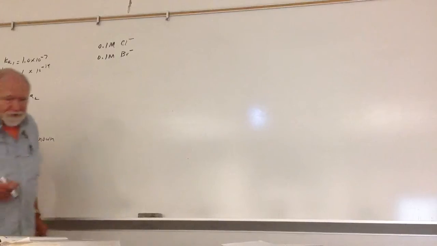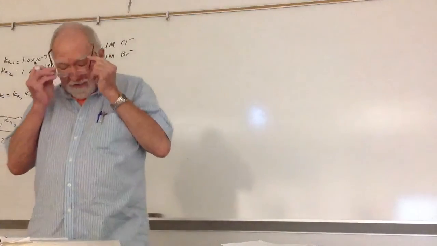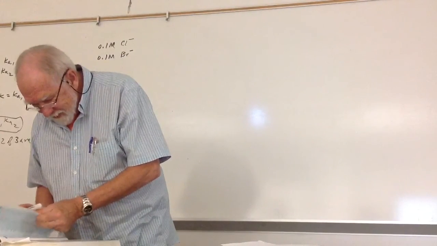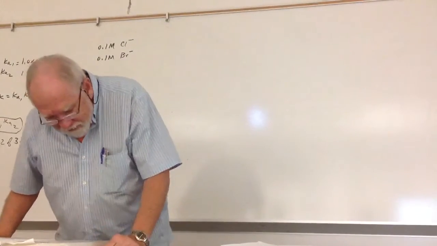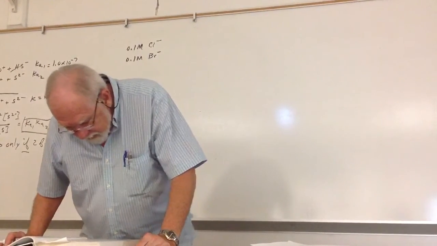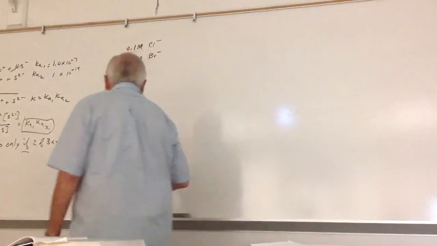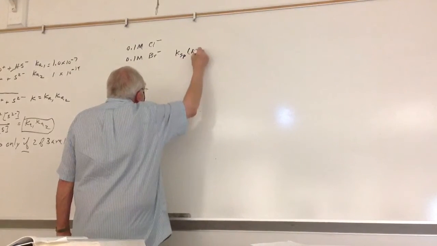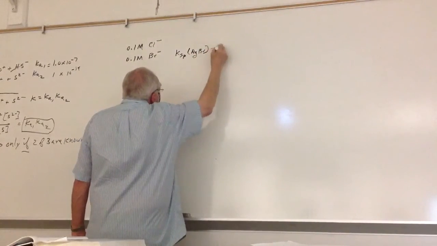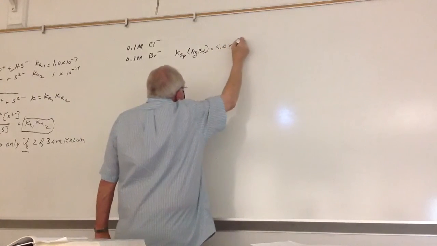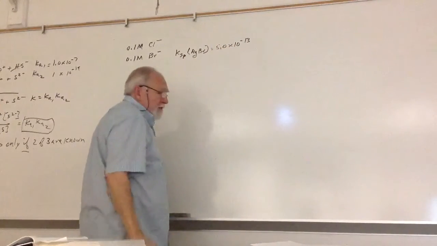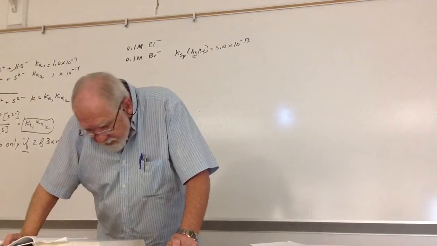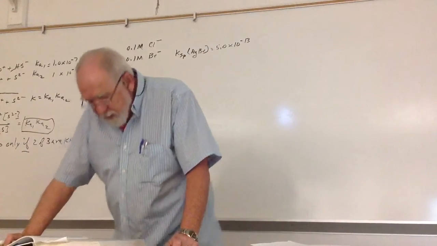Which one precipitates first? Well, you need some information, right? What do you need? Turn the page here. And here's silver bromide, KSP, 5 times 10 to the minus 13. Notice when I do it in my quiz, I usually give you a couple more decimal places, just so you have to give me more decimal places in your answer. And there's silver chloride.